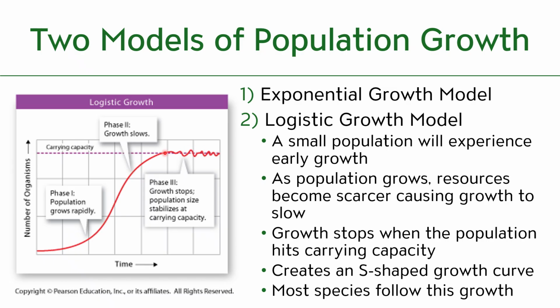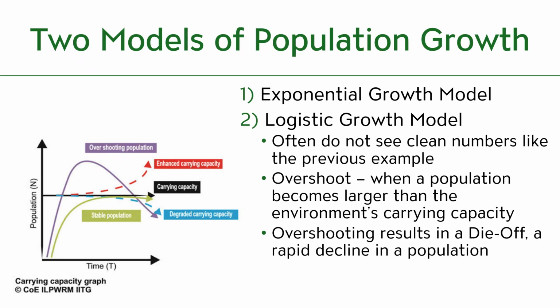And then growth is going to stop when the population hits the carrying capacity, meaning it's going to hover right around that number. It's never going to be, 100 rabbits in this area, and there's never 101, there's never 99. It's going to hover around 100. And so what this does is it creates an S-shaped curve. And most species follow this pattern of growth because for the most part, we don't really live in a world where resources are unlimited.